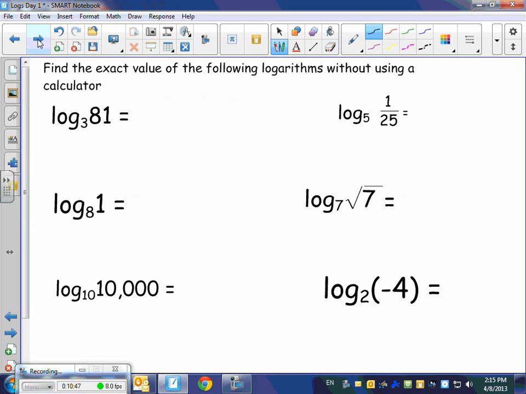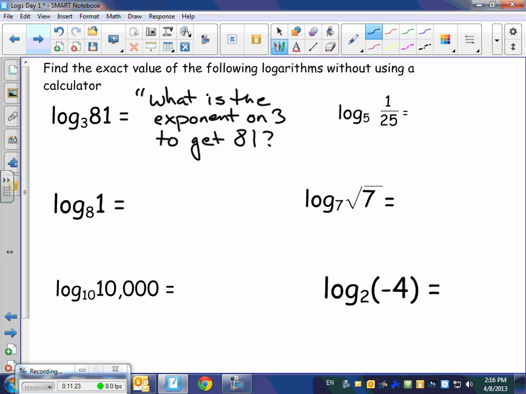All right, here's two ways of looking at these. I'm going to show you how to evaluate some logarithms without a calculator. We're going to do the verbal learner approach and the visual learner approach. We're going to do both. So we're going to look at log base 3 of 81, and I'm going to write a question. That's what that statement means.